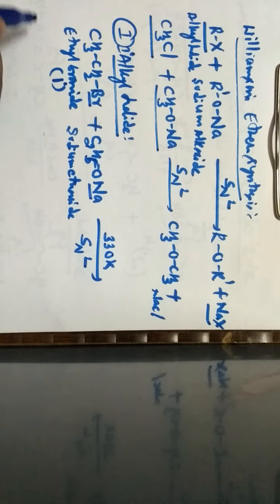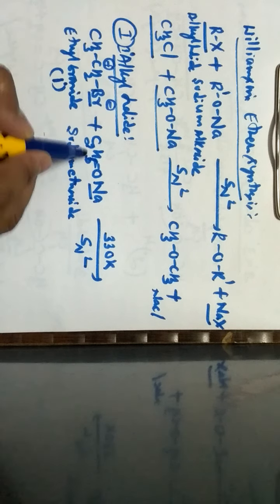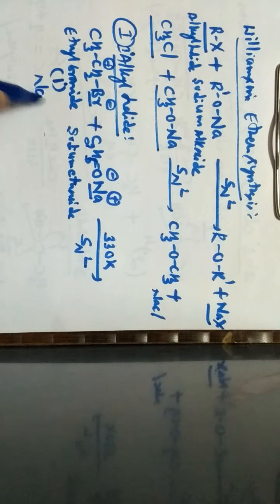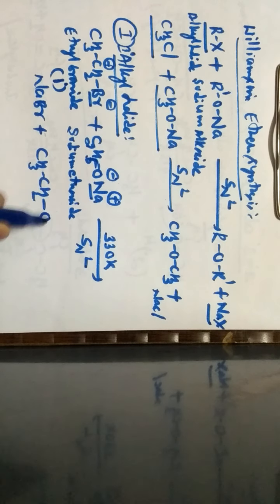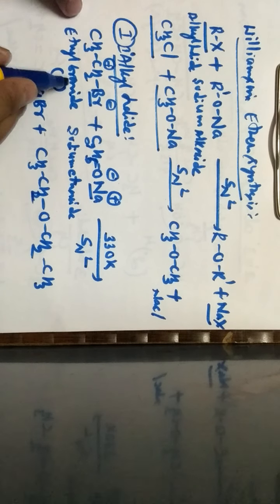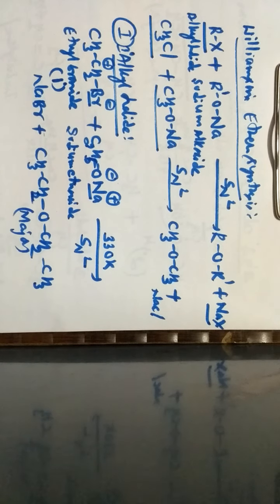Na plus and Br minus get eliminated, because this will be CH3CH2 plus and Br minus, and this is C2H5O minus and Na plus, so that NaBr gets eliminated along with the formation of a compound called diethyl ether. So this is the condition when primary alkyl halide is used, where ether will be the major product.